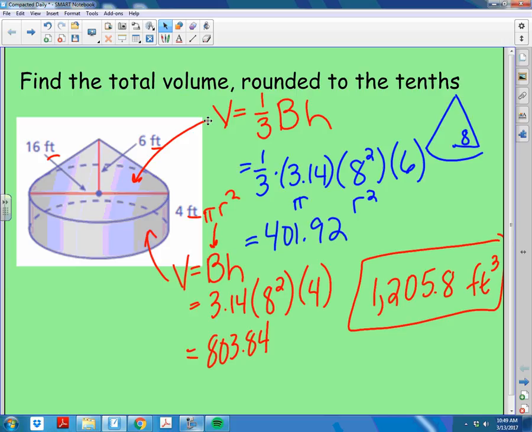Okay? This is Unit 7. So it involves volume, and it involves what we're doing the next couple of days. Okay, so it's all volume and transformations. Okay? Any questions, by the way?